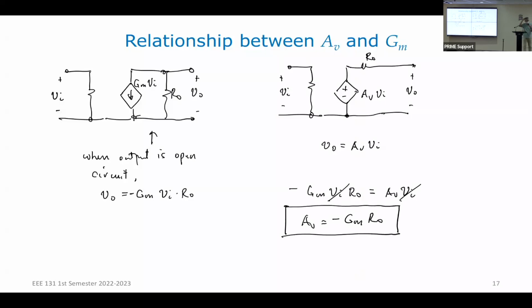That's the relationship between your voltage gain and your transconductance. This is assuming that your output is open circuit. Assuming that your output is open circuited.